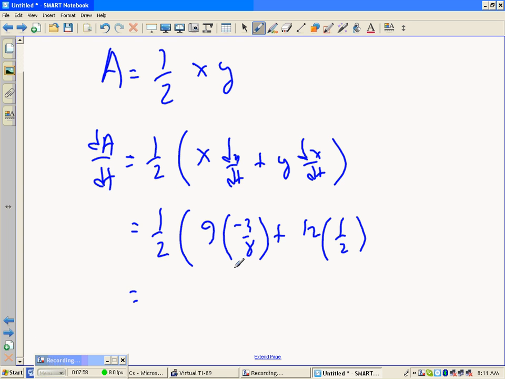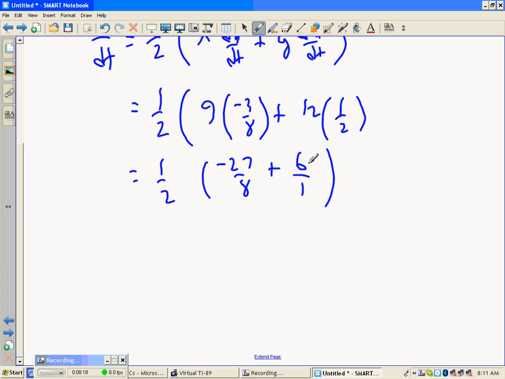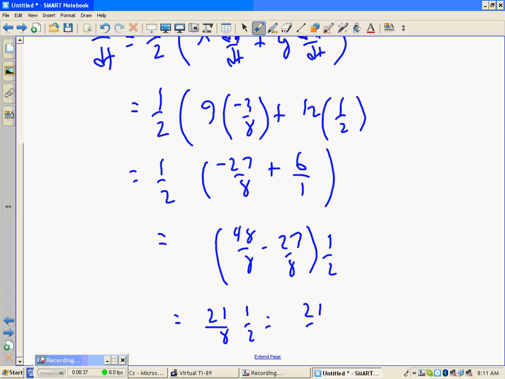Okay, so let's see. You get negative 27/8 plus 6 times 1/2, huh? Well, maybe I should have left this 12/2, but how do you add these two? Get a common denominator, multiply top and bottom by what? 8, so you get how much? 48/8 minus 27/8, times 1/2. And so what's 48 minus 27? 21/8 divided by 2 is 21/16.